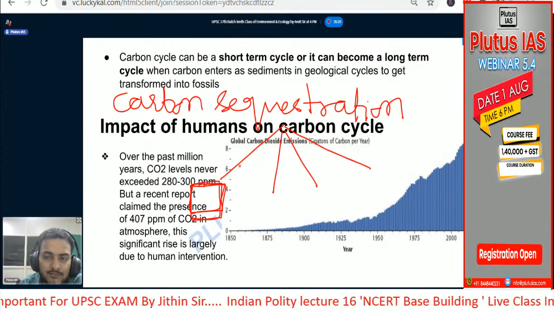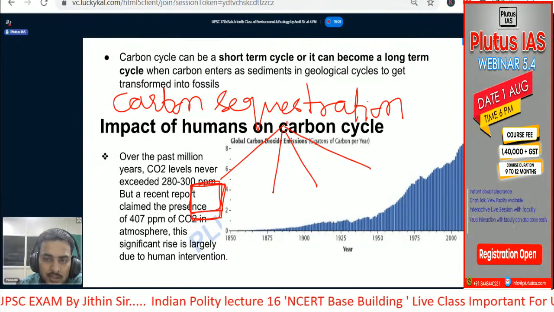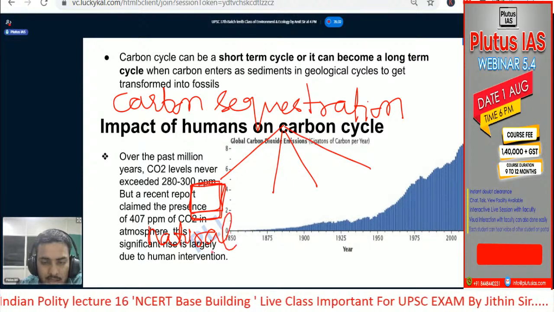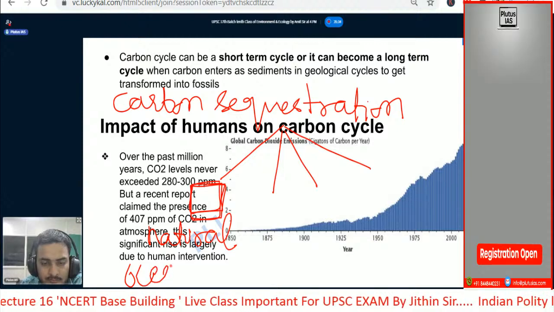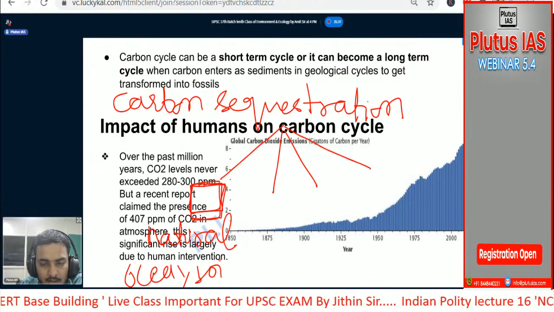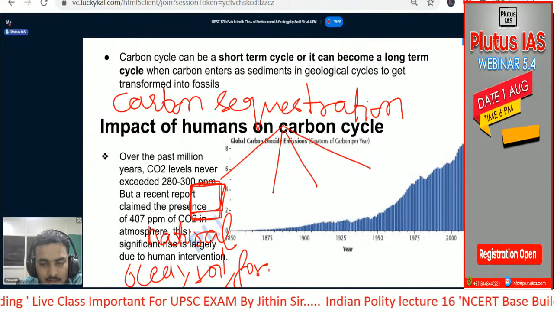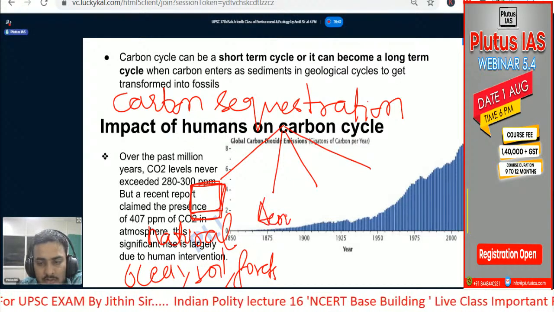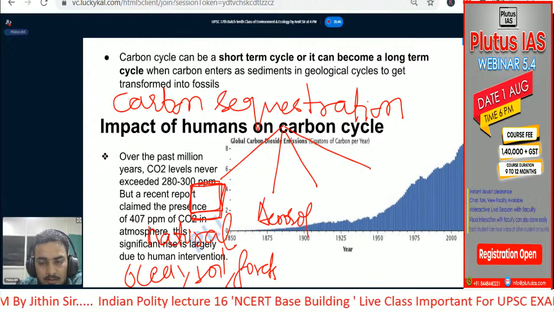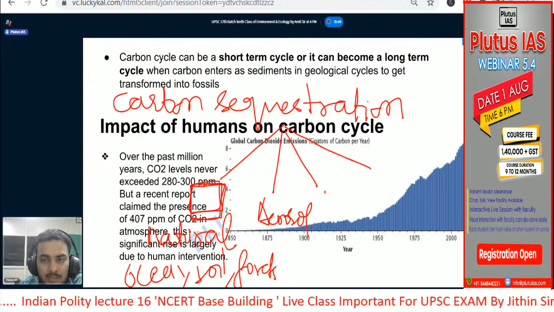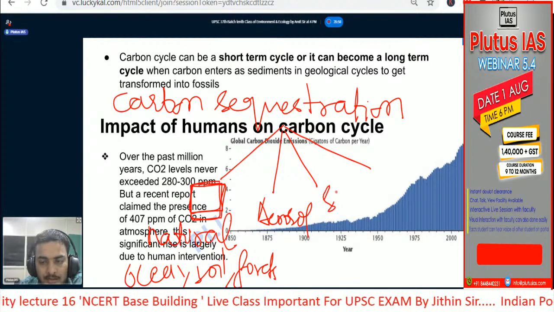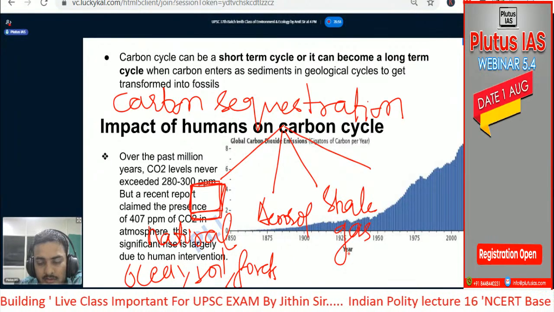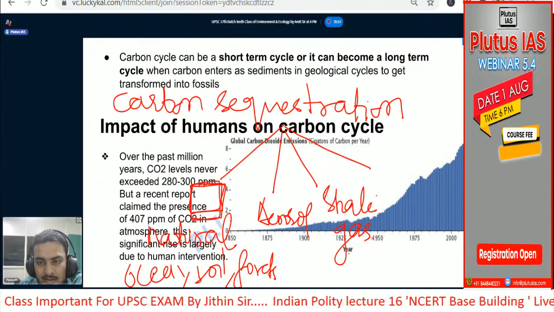The methodologies we use for carbon sequestration include natural methods of sequestering carbon in oceans, soil, and forests. Then there are artificial methods like the use of aerosols. Then there is the method of carbon sequestration in shale gas, or you can say mines.